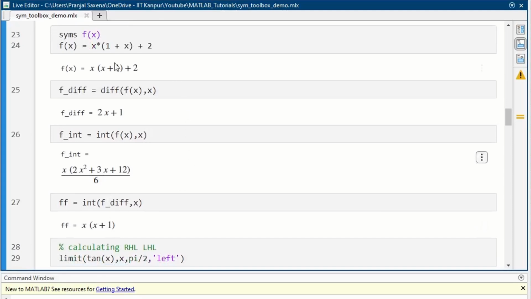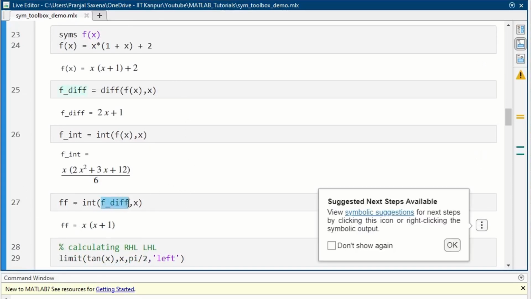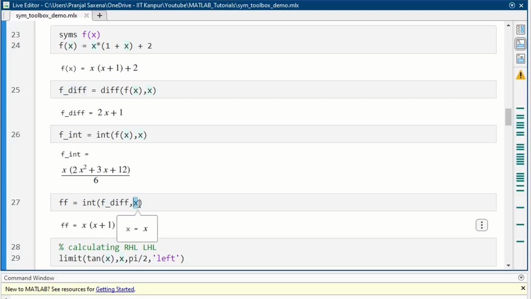But to just cross-check, what we did, we took the differentiated function, integrated it with x. So we get f of x plus constant back. Since it's an indefinite integral, it will vary with the difference of a constant. Again, you will be getting ff equals x times (x plus 1), which earlier was x times (x plus 1) plus 2. We can see that f of x and ff differ only by a value of constant. So this means that the differentiation and integration are exact.